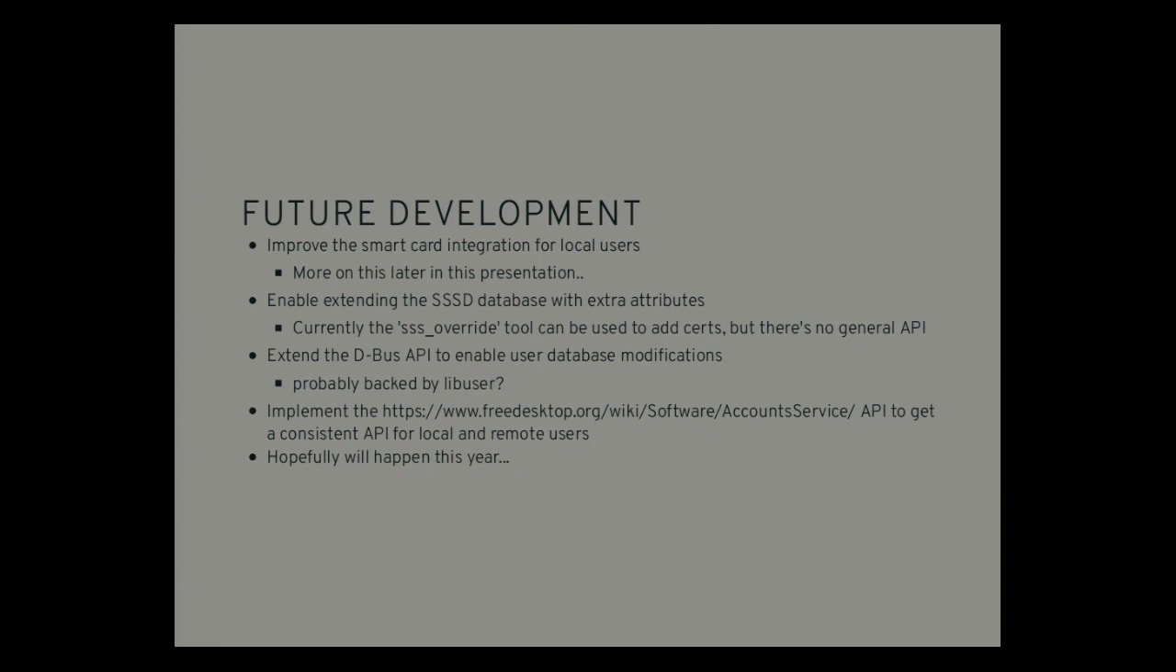There were some people who wanted us to extend the DBus API to allow write modifications. This, I think, came from Cockpit. So if you had some kind of create user method on the DBus API, it would call to libuser and create the user locally. And as I said, we would like to have a unified API for providing information about local and remote users. So what we're thinking about is to merge with this project from Freedesktop's AccountsService and kind of implement or offer the same API from SSSD. Hopefully this would happen this year, but this is a project that we've been working on for a long time. We have never had the time.